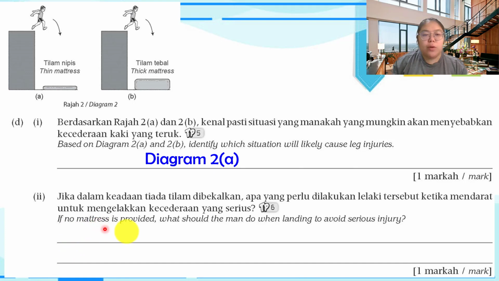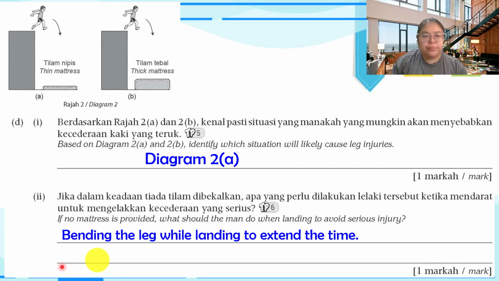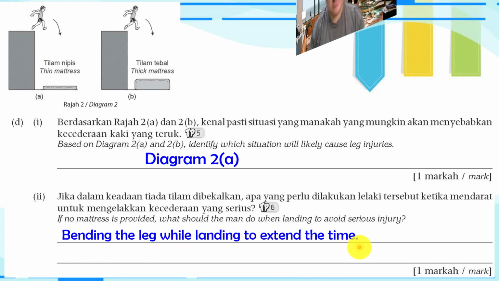Okay, now if no mattress is provided, what should the man do when landing to avoid serious injury? If no mattress, what do they need to do? No mattress means they need to bend the knee. When they bend the knee, you will find they make the time become longer. So from here we get the answer: bending the leg when landing to extend the time.